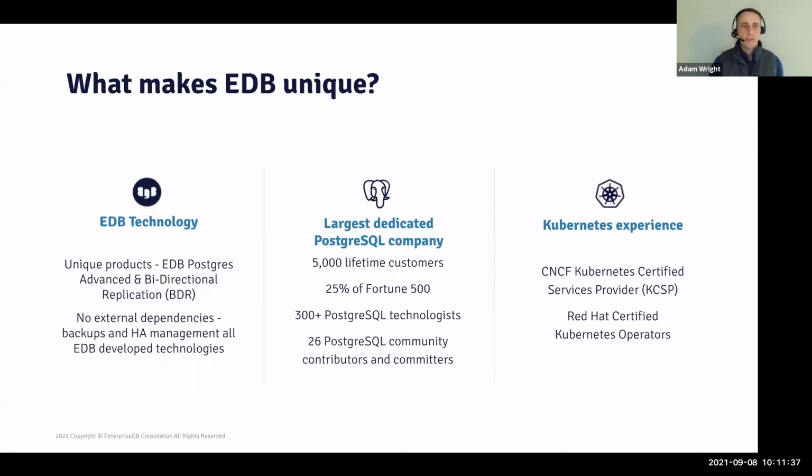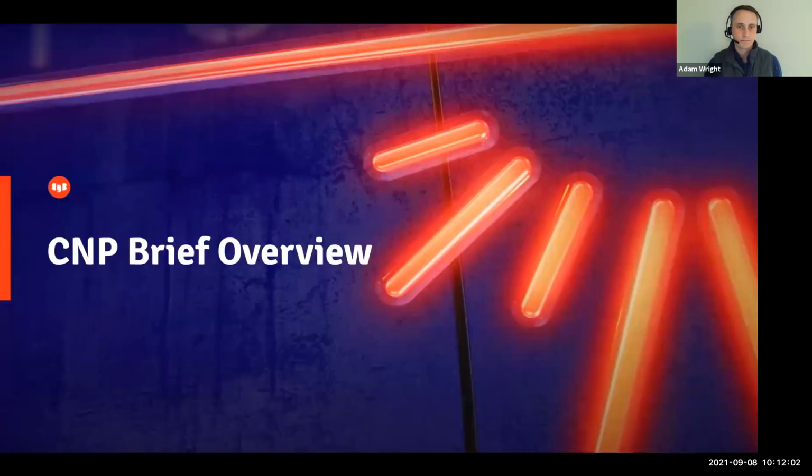So what makes the EDB solution unique? Well, we have unique products. We have Postgres Advanced. We have the bidirectional replication operator coming later this year. No external dependencies. We've built the HA management tools into the operator. We didn't have to go to this GitHub project and that GitHub project and just melt those together to come up with a solution. So, Postgres experts and Kubernetes experts.